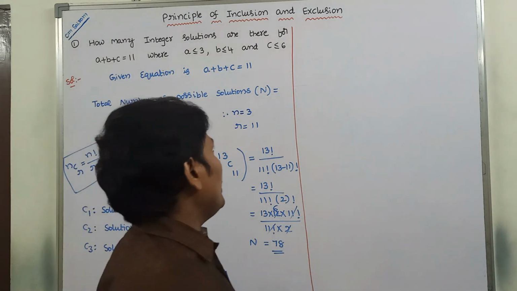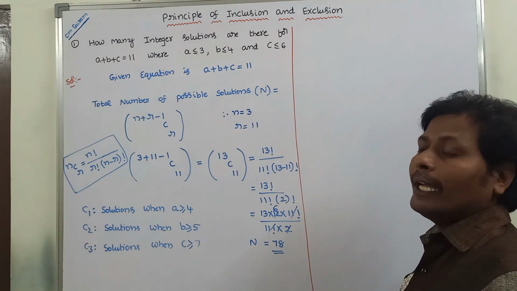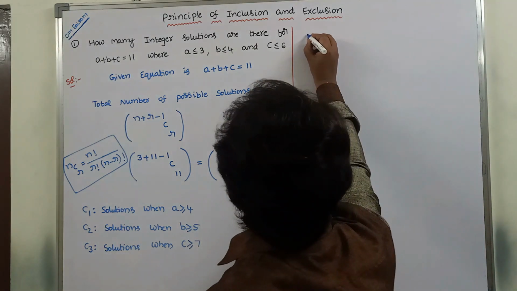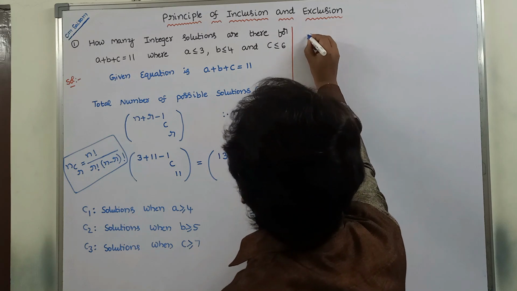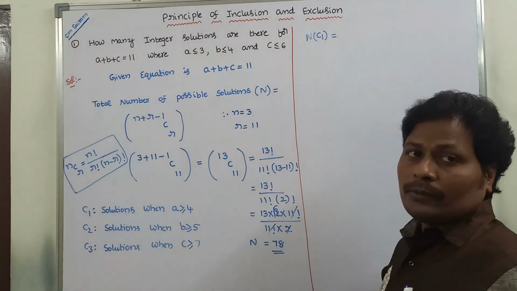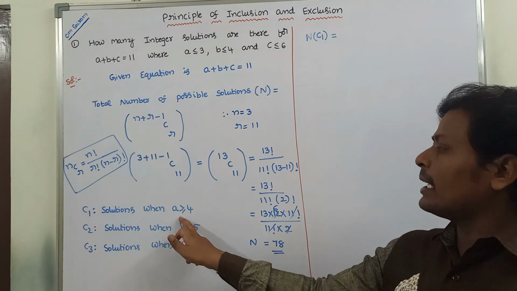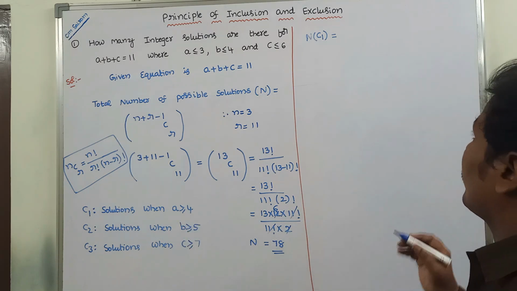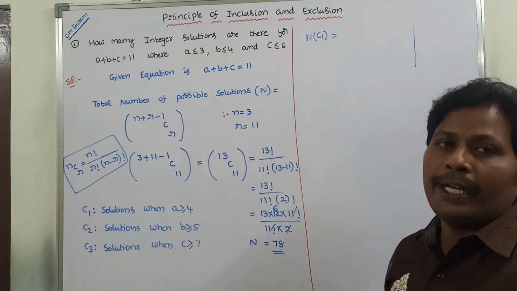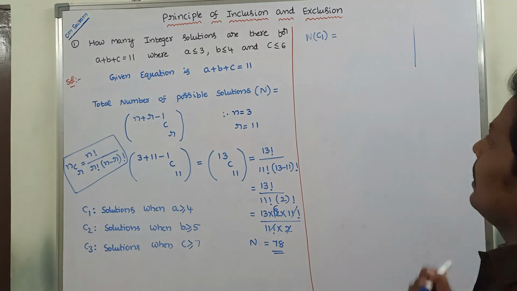Okay. Next, we have to find out how many possible solutions we get whenever A is greater than or equal to 4. That can be denoted by N of C1, the possible number of solutions when A is greater than or equal to 4. So we have to find out the new R value. How are we finding the new R value?